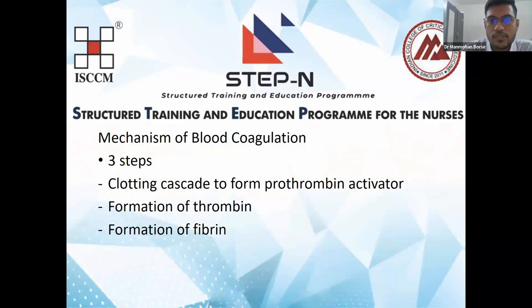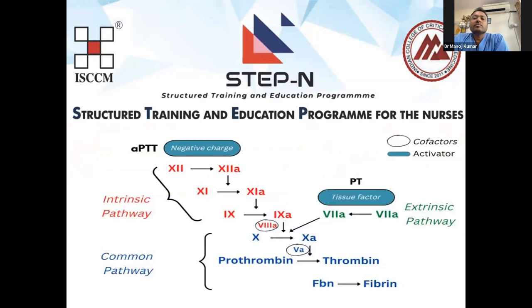Okay. So as I told, three mechanisms for the coagulation cascade. First, the moment the blood gets exposed to the damaged blood vessel, the coagulation cascade activates. It leads to formation of prothrombin activator, which will lead to the formation of thrombin. And thrombin will activate the fibrinogen and it will lead to formation of fibrin. Okay. So everybody knows the coagulation cascade.